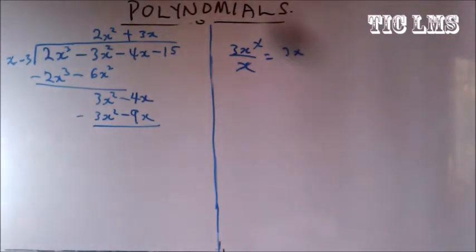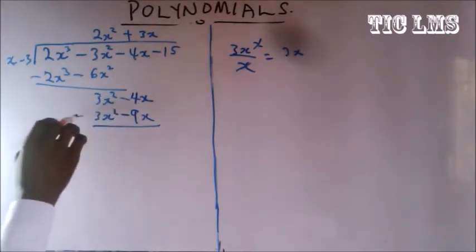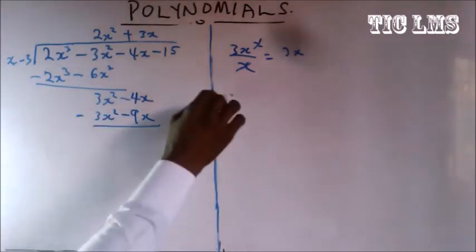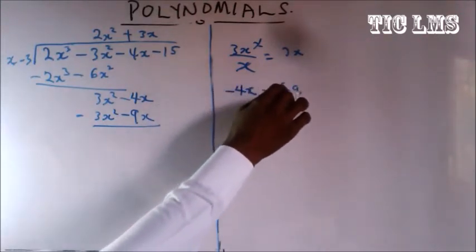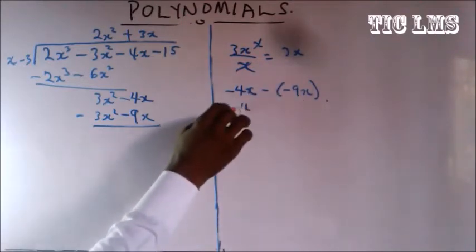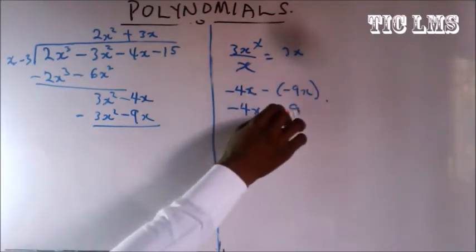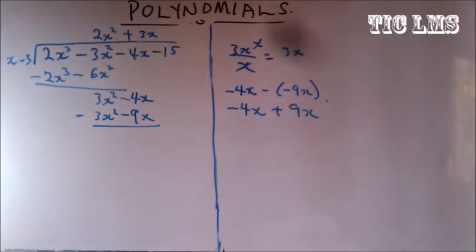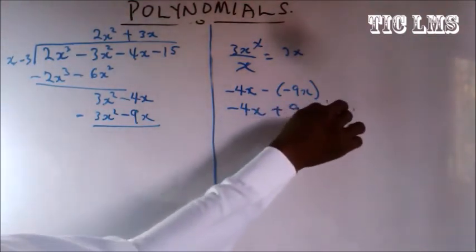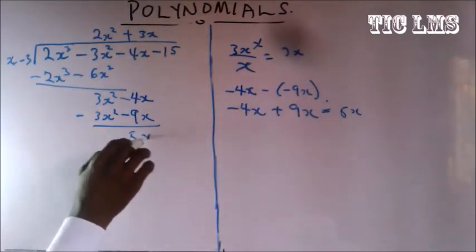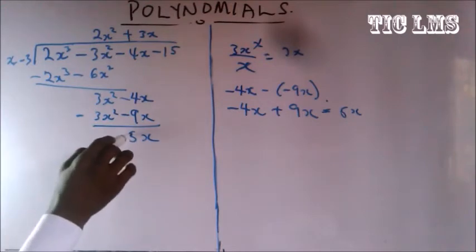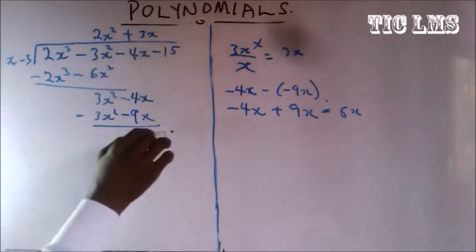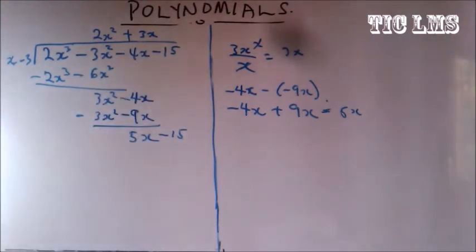And then we'll subtract. Now this means that minus 4x minus 9x. So we have it there as minus 4x minus 9x. That is minus 4x, minus times minus is plus 9x. And so minus 4x plus 9x gives 5x. So we have a 5x over here. And then 3x squared minus 3x squared is 0. That is settled. Then we bring minus 15 down.